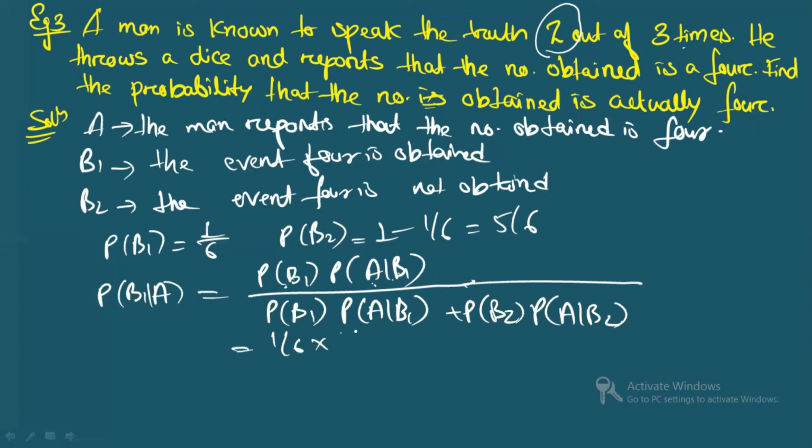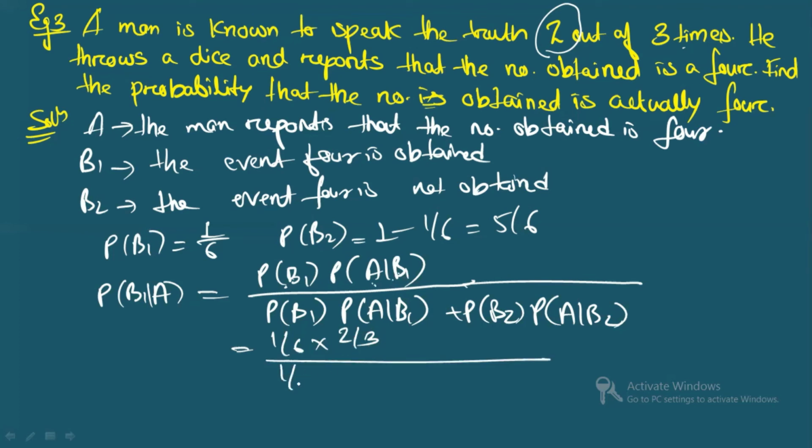So it will be what? 2 out of 3. Yes or no? Because total is 3 and he is reporting truth 2 times. So it is 2 by 3. Clear? Probability that man reports 4 and it is actually a 4. That is 2 by 3.